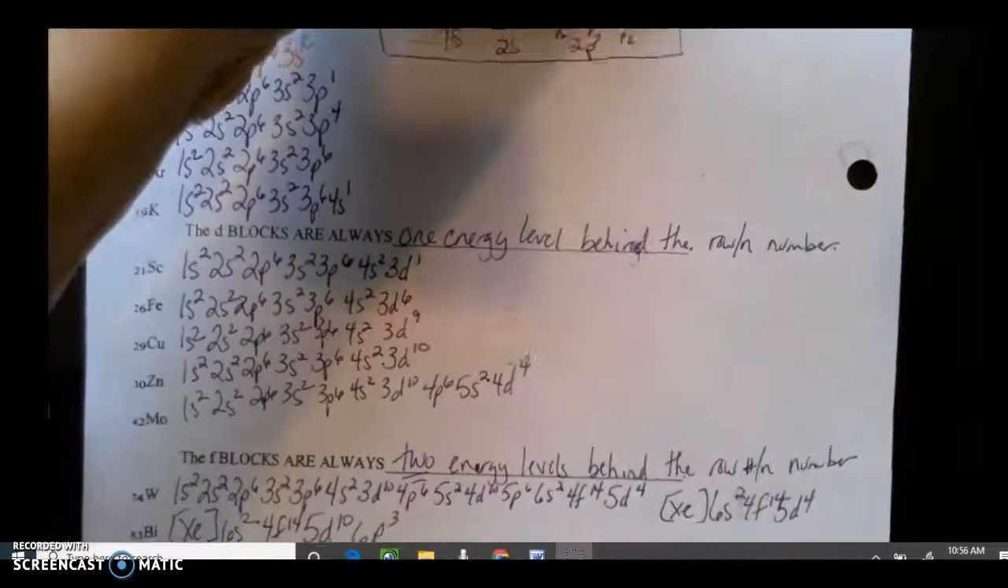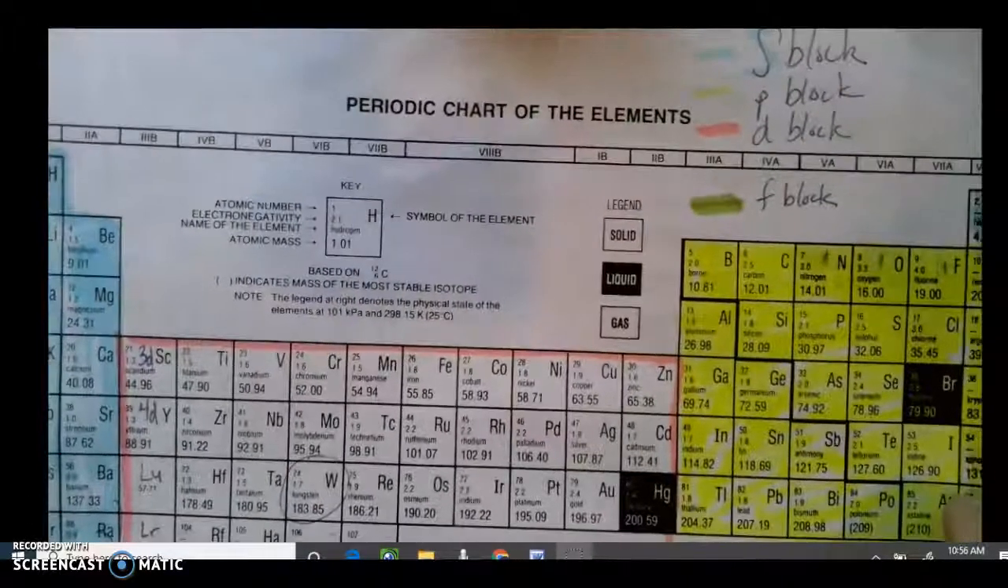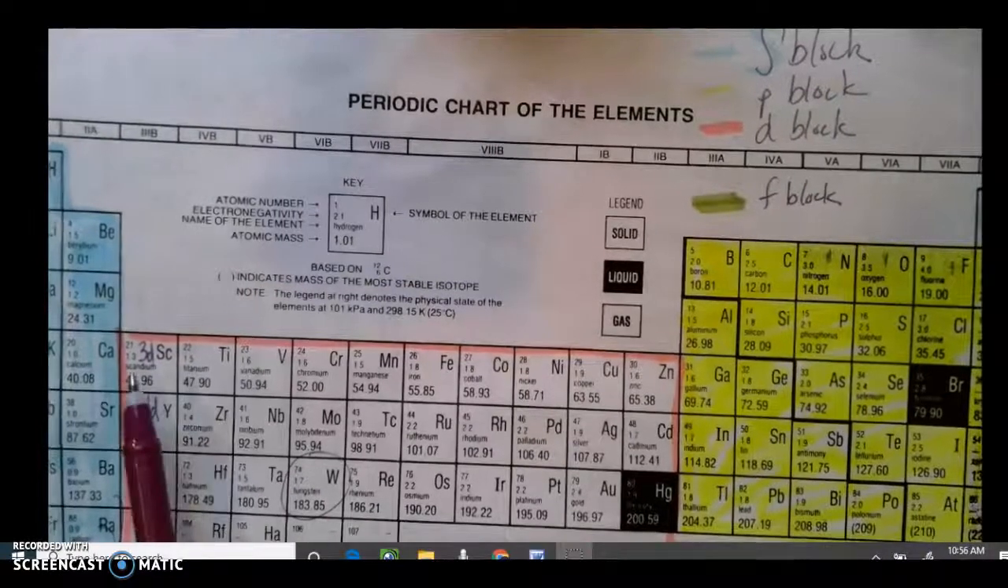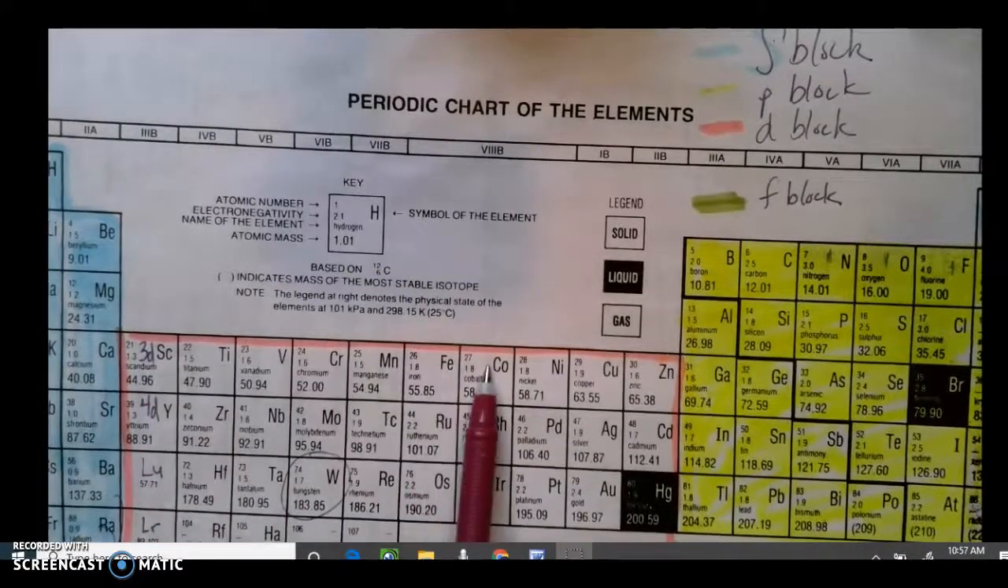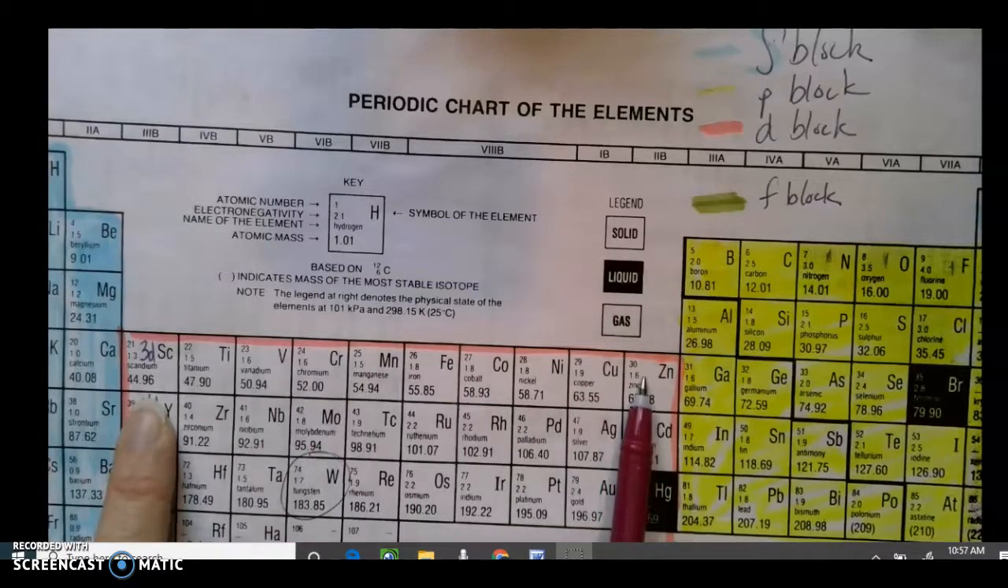If we jump to the D block and look back at our periodic table for the D block, so again, if you count the rows, 1, 2, 3, 4, 5, 6, 7, 8, 9, 10, there's 10 electrons in this row. So I need to divide that by 2 because each orbital can have 2 electrons in it. So 10 divided by 2 is going to give me 5.